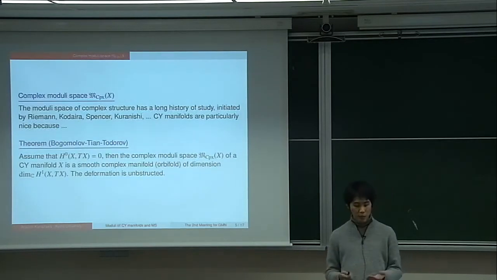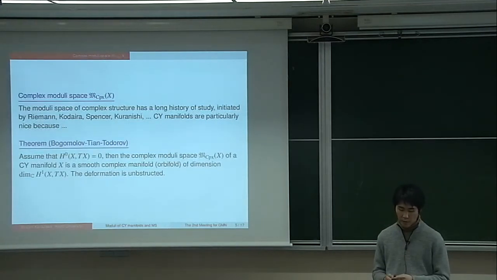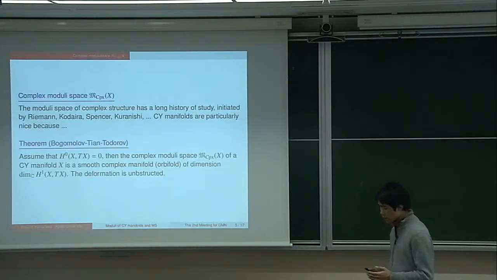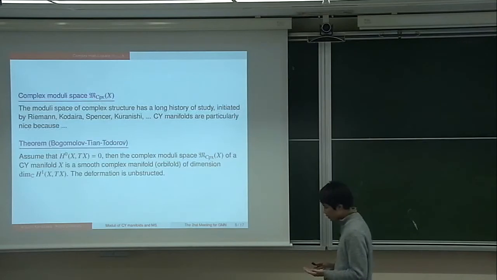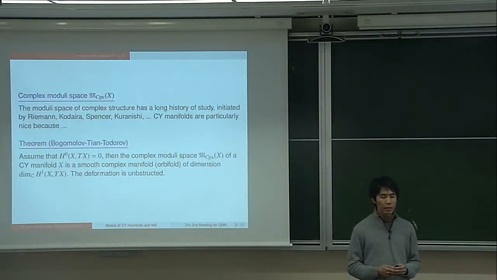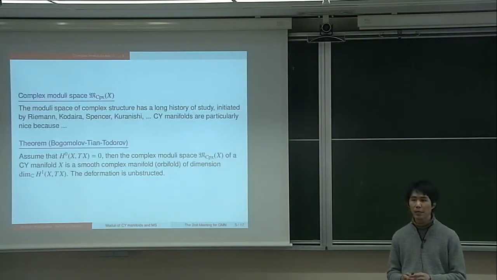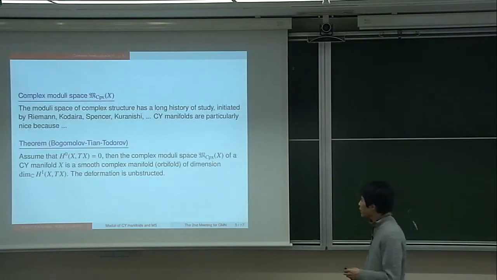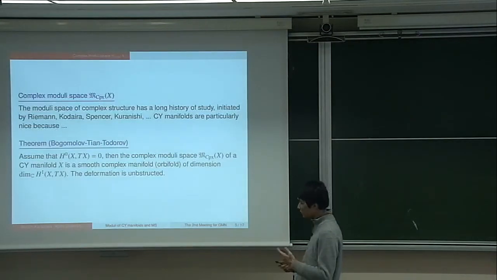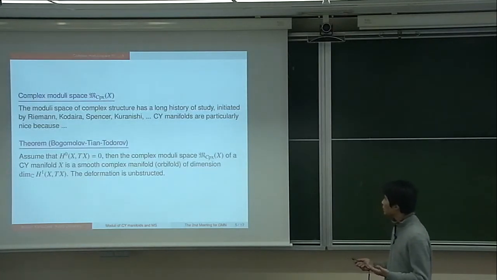So the prototype of the complex moduli space of complex manifolds is Riemann surfaces. The moduli of genus g Riemann surfaces is a complex manifold of dimension 3g-3, and it is naturally equipped with a nice metric called the Weil-Petersson metric. So it's very nice, as nice as possible. And Calabi-Yau manifolds have similar properties.